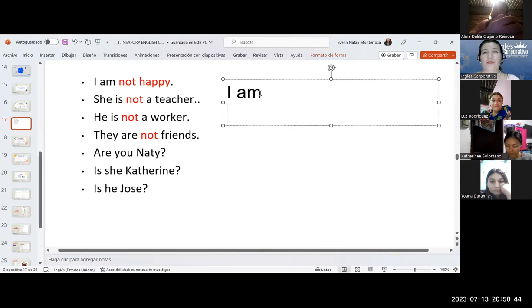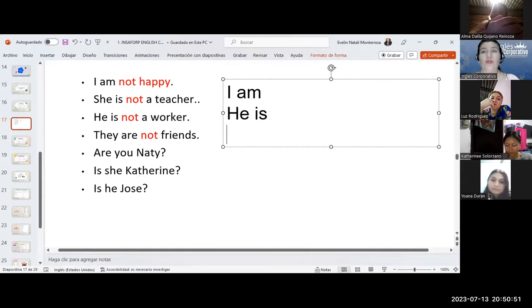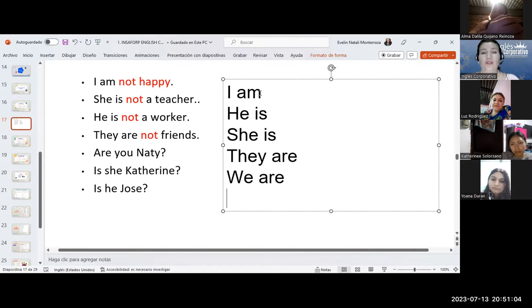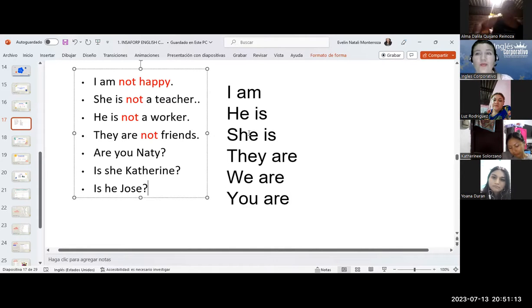For he, you use is. For she, you use is. For they, you use are. For we, you use are. And for you, you use are. Okay, this is something that we need to keep in mind. No tenemos que confundir los verbos y ponerlos con otro sujeto. Porque, por ejemplo, no podemos decir, I is my friend. No, he are. No, he is, she is, I am, they are, we are, you are.